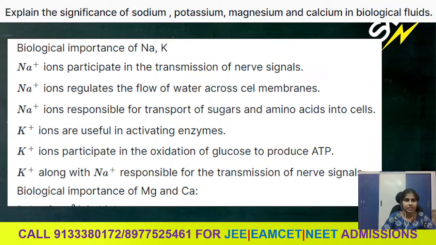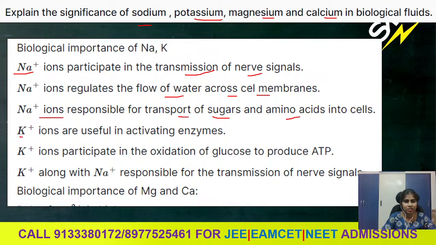Next question: explain the significance of sodium, potassium, magnesium and calcium in biological fluids. These are the ions in the fluids of human beings, and how they are important. Na+ ions participate in transmission of nerve signals in our body, and also regulate the flow of water across cell membranes. Na+ ions are also responsible for the transport of sugars and amino acids into cells. This is a general question, you need to study it well to remember this.